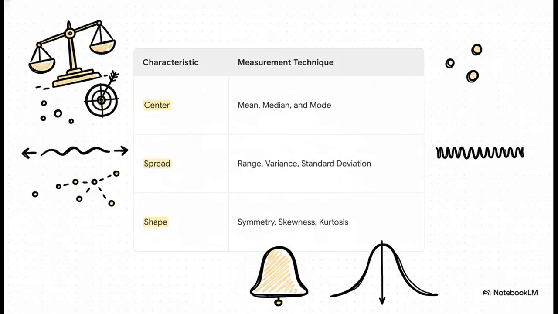When we're describing data, we're really just asking three basic questions. First, where's the middle? We call that the center, and we find it with things like the mean, median, and mode. Second, how spread out is everything? That's the spread, which we measure with things like range and standard deviation. And finally, what does it look like if I put it on a chart? That's its shape, which gets into ideas like symmetry and skewness.